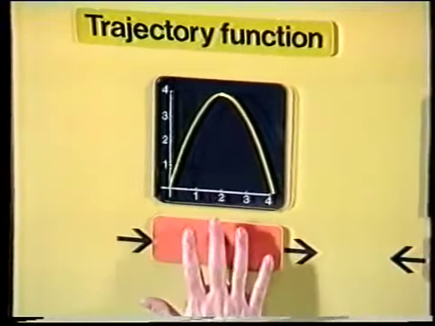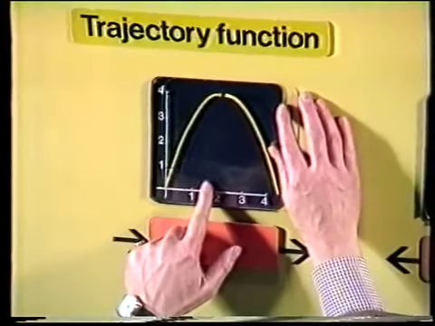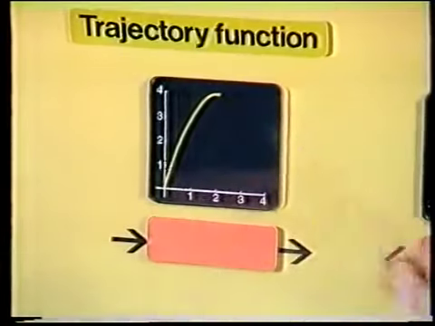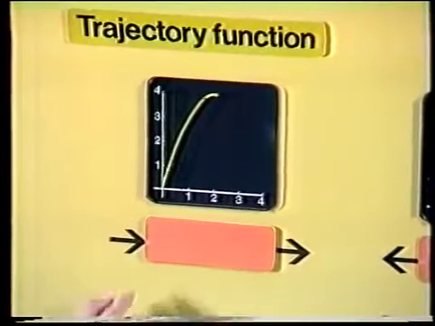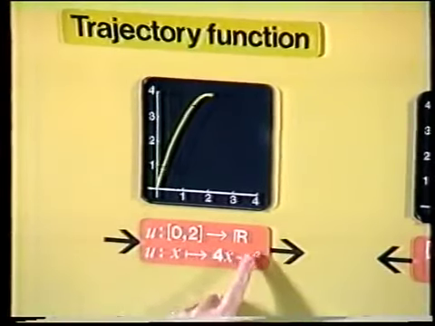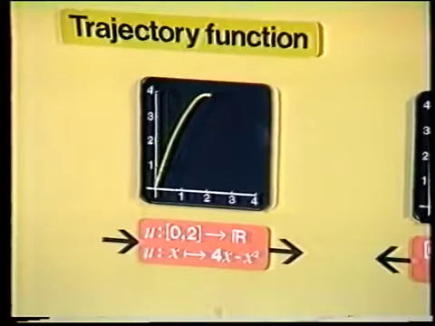What we do is to split it into 1-1 bits. And the easiest thing to do here is to take the bit going up and the bit going down. Let's concentrate first of all on the bit going up. We'll call that function u. It's got domain 0, 2, codomain R, and of course the rule is exactly the same.